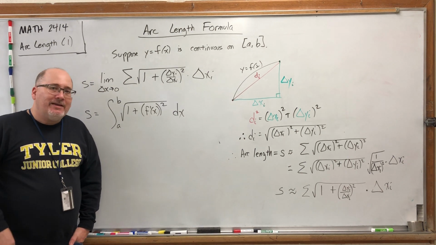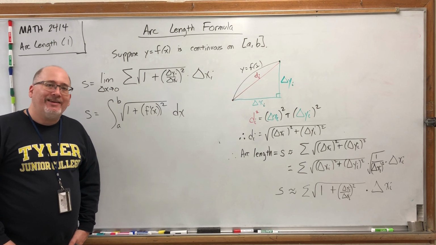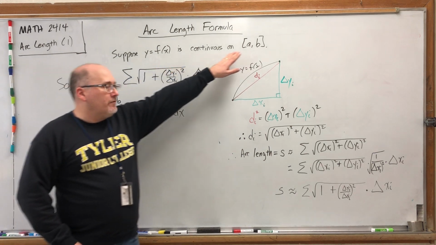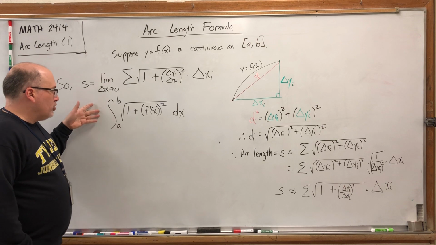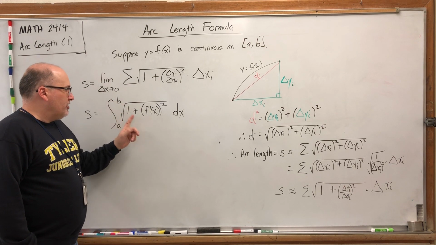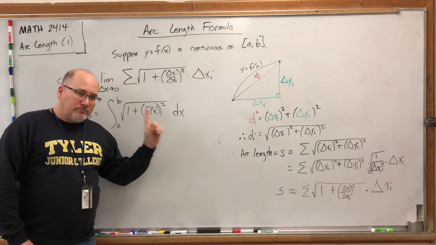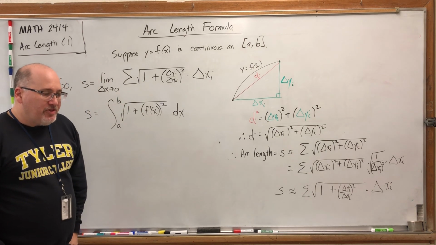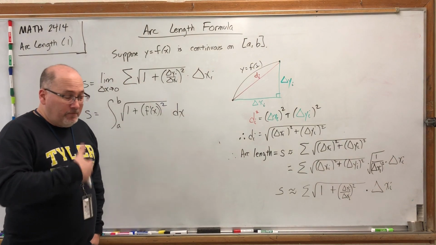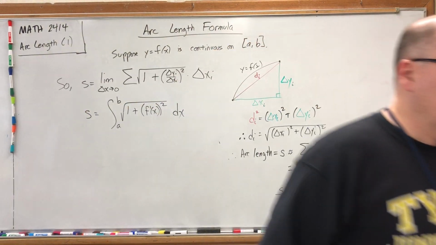And that is the integral that will calculate arc length. To calculate the arc length of a continuous function from a to b, it's the integral from a to b of the square root of 1 plus the square of the derivative dx. Everything else we do in this section is based on this integral. So let's take a look at some examples.